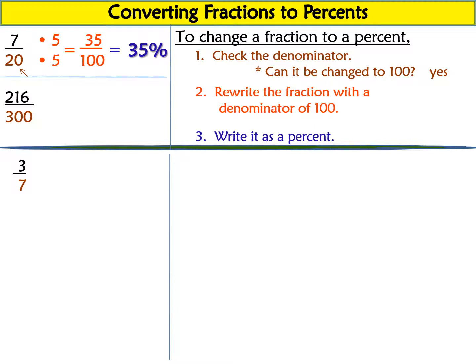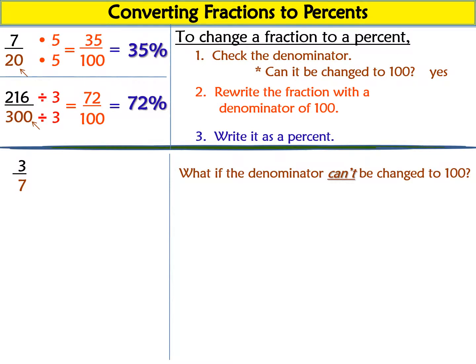Let's take a look at the second one. Again, let's take a look at the denominator. Can it be easily changed to 100? And again, in this case, it can, and we do so by dividing it by 3. So if we're going to do that to the denominator, let's do that same thing to the numerator, and we end up with 72 over 100, or 72%.